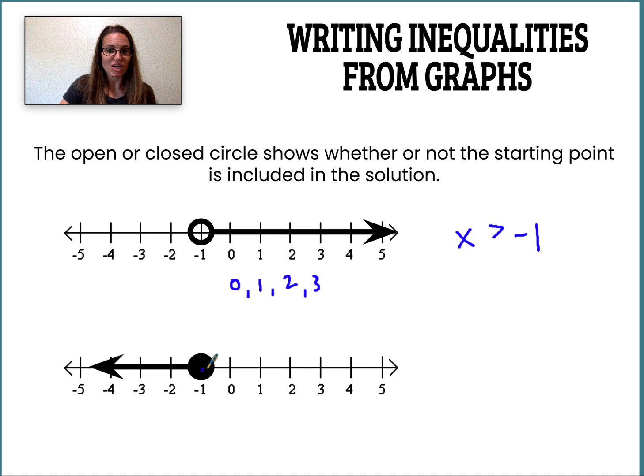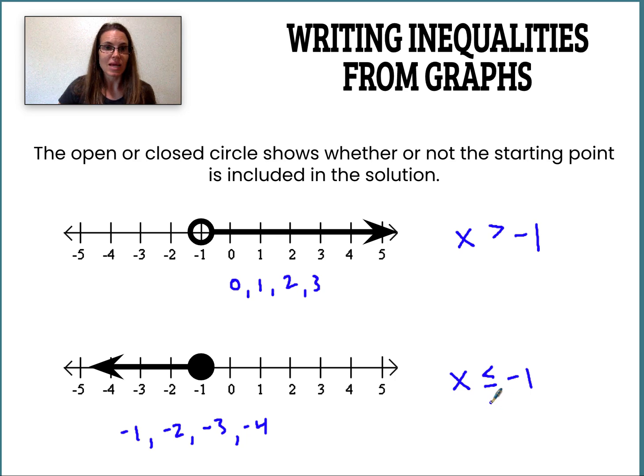Second example has a closed dot at -1 and an arrow to the left. Some possible solutions here are -2, -3, -4, -1,000. Is -1 in this case a solution? It is. The closed dot indicates that the starting point value of -1 is a solution. That means my inequality will be x is less than or equal to -1.